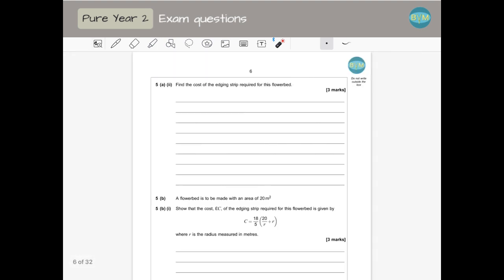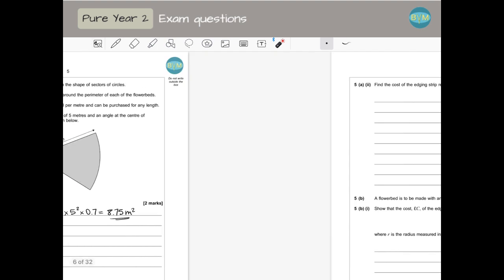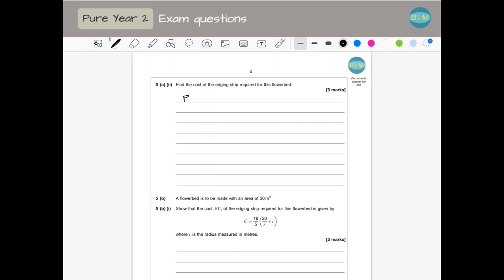Then the next one says, find the cost of the edging strip required for this flower bed. So the edging strip goes all around. What we are going to do is find the perimeter and then multiply by 1.80. The perimeter is going to be the arc length and 2 times the radius, because I have one radius here, one radius here. The arc length, when it's in radians, is r theta. And then I have 2 more r's on the side. So this is going to be 5 times 0.7 plus 2 times 5, and this is 13.5 meters.